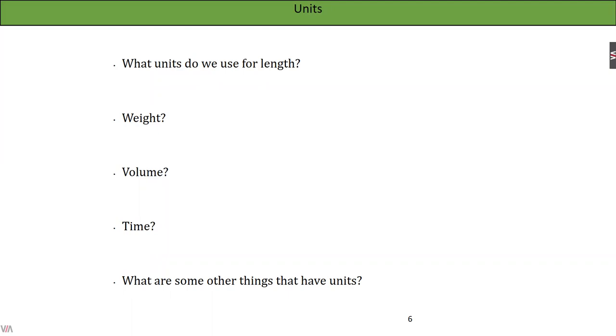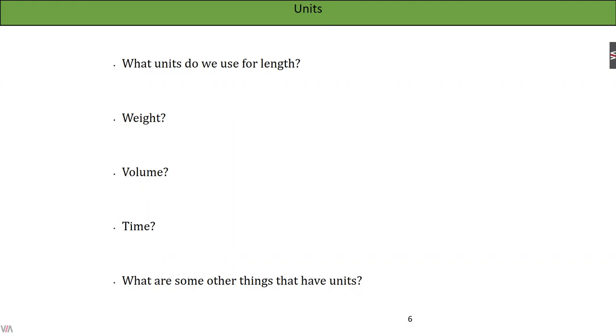Speed. I like speed because speed is a combination of two of these, right? So some of these are what are known as fundamental properties, and some of them are actually derived properties. Things like speed are a derived property because they're a combination of what? Time and length, right? In order to have a speed, you need a distance and you need the time it takes to travel that distance.